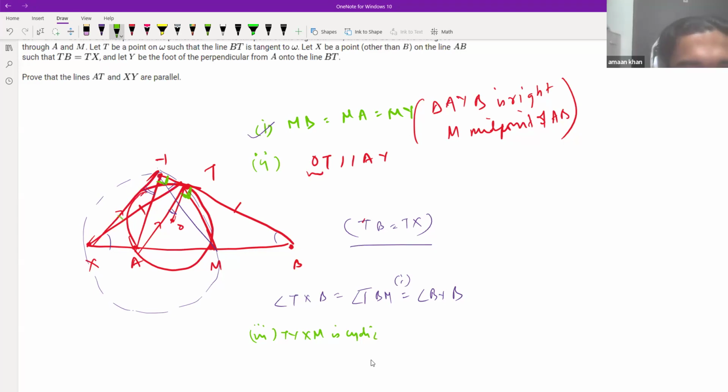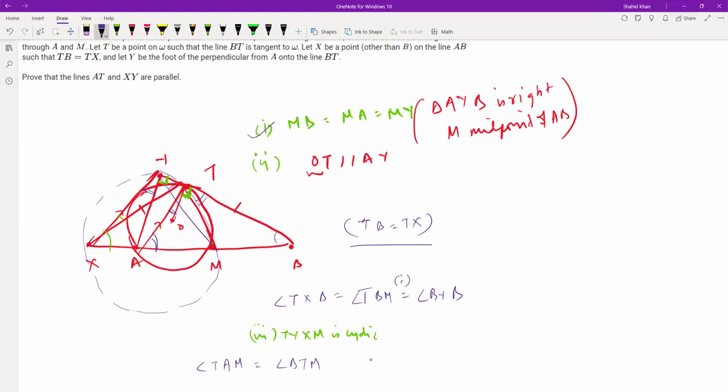Wait, which angles are you showing? YXA and TAM, yes. Continue. TAM and BTM are equal. They are alternate angles. I'll just explain it also. Does everyone get why TAM and BTM are equal? Yeah, it's tangent, because BT is tangent. So yes, now you can continue.